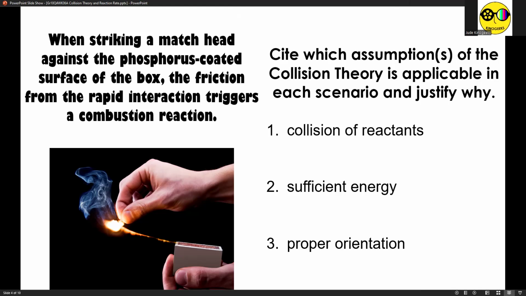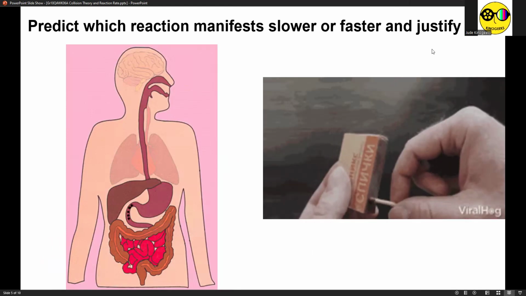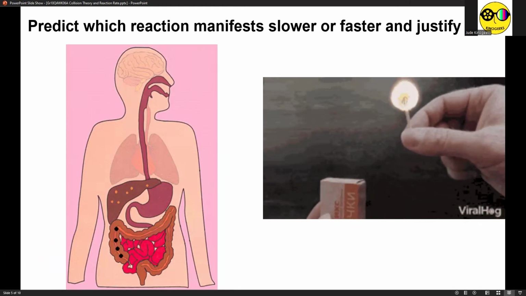Okay? So basically that's what collision theory is all about, no? Just have to meet these three criteria in order for the reaction to proceed as it is. Now, let's move on. Predict which reaction manifests slower or faster and justify why.